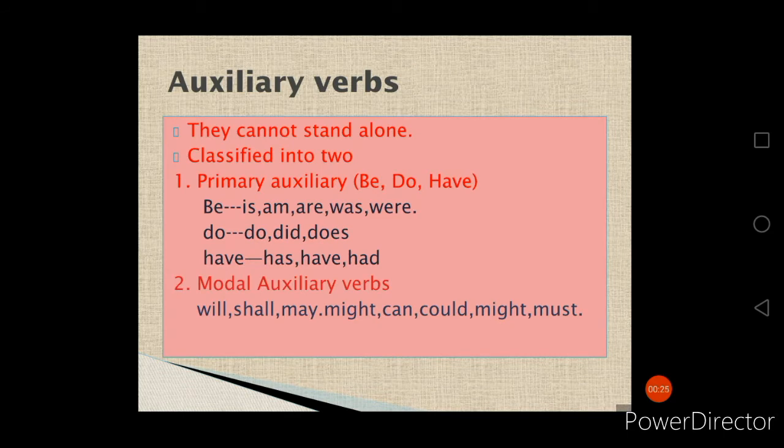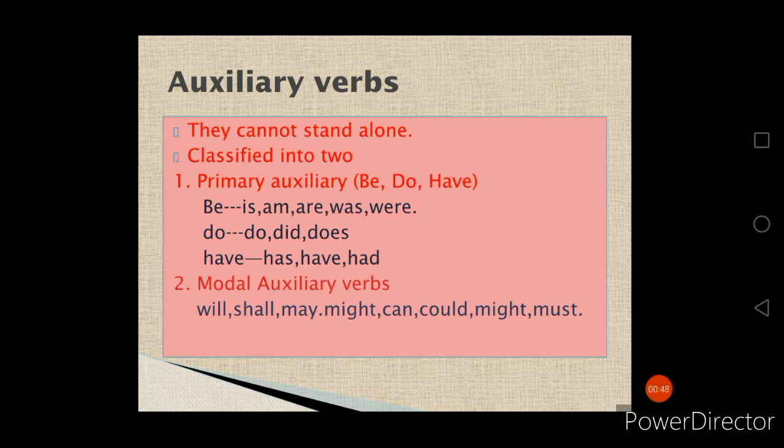Okay students, next is about the auxiliary verbs. Auxiliary verbs give more meaning to the main verb. They also cannot stand alone. But the main verbs can stand alone, right? But auxiliary verbs cannot stand alone, which means they need the main verb for existence.